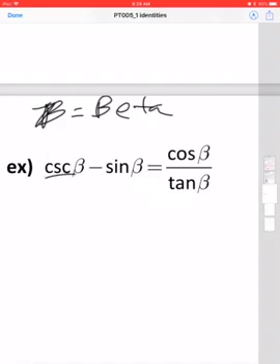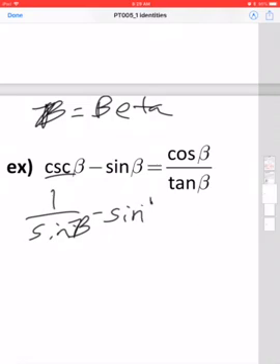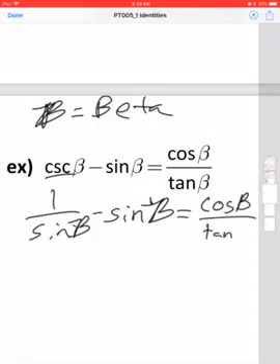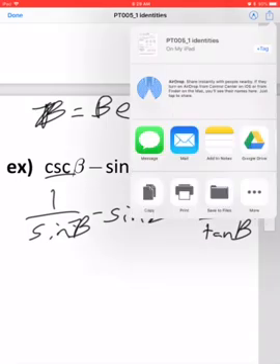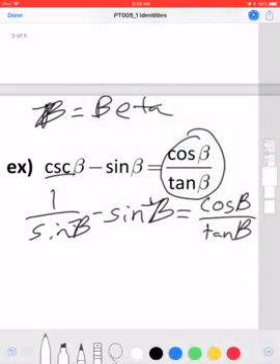Cosecant, we can definitely rewrite that. It's 1 over sine of beta. Sine of beta, you can't do too much. Cosine of beta, we'll leave that. Tangent of beta, we'll leave that too. I try not to change the final answer. I really just try to focus all of my energy and work on the left side. So I'm just focusing on the left side for now.